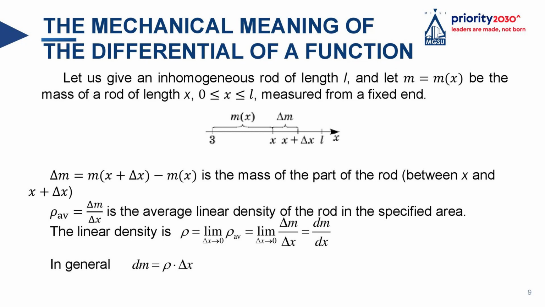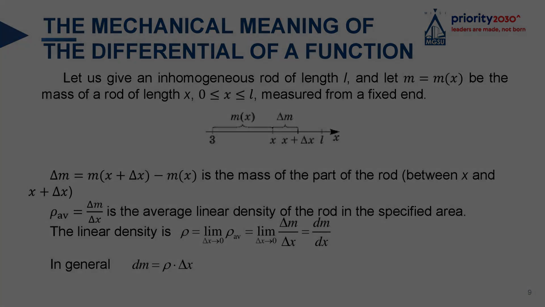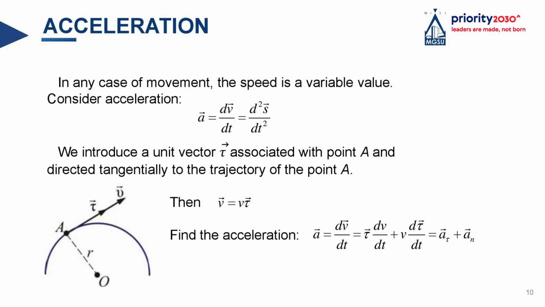For an arbitrary, generally speaking, inhomogeneous rod, the differential dm is equal to density times delta x, which is the mass of a homogeneous rod of length delta x with constant density, equal to the density of the rod under consideration at a given point. And the next part that we are going to talk about is called normal and tangential acceleration.